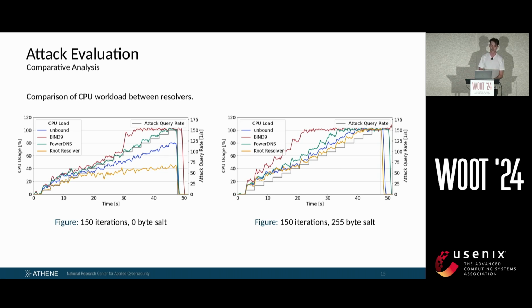So for instance, for BIND, we measured the highest CPU load, which in return meant that you needed only a lower attack query rate per second in order to actually maximize out the CPU load on the resolver. But what was interesting is that this actually changed in behavior when we applied a salt. So the order still remained, but it got much closer together.